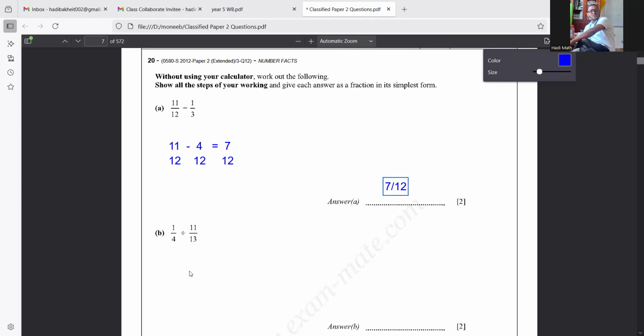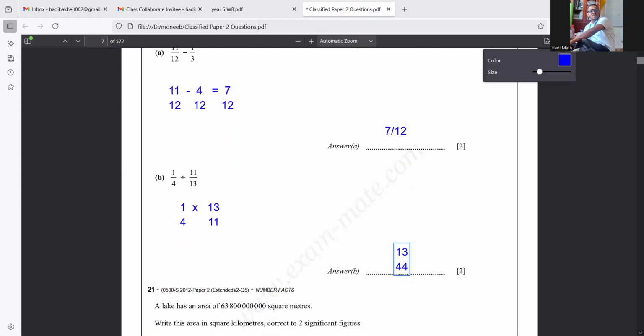This one is division. Division, you keep the first fraction as it is, 1 over 4. Nothing is going to change. The division will be multiplication. You flip the second fraction, it is going to be 13 over 11. Then it's multiplication, multiply top with top, bottom with bottom. 1 multiply 13 is equal to 13 over 44. If you can simplify, but there's no simplification because 13 is a prime number.